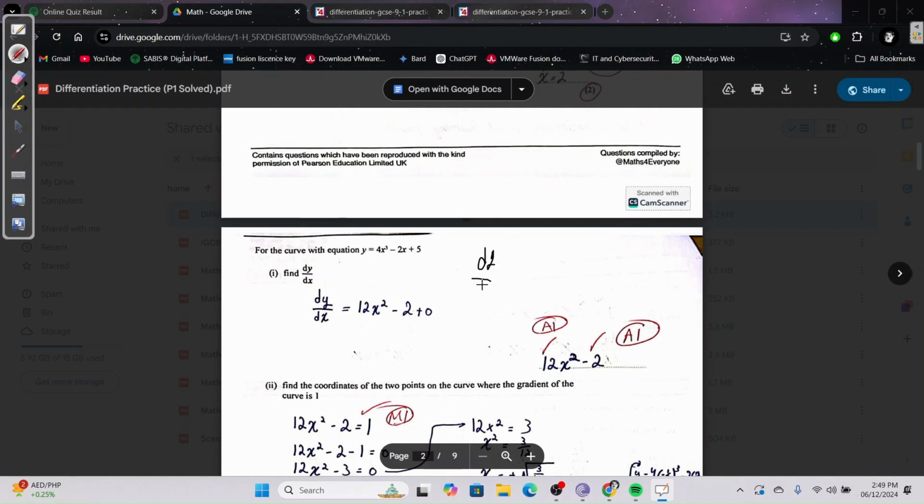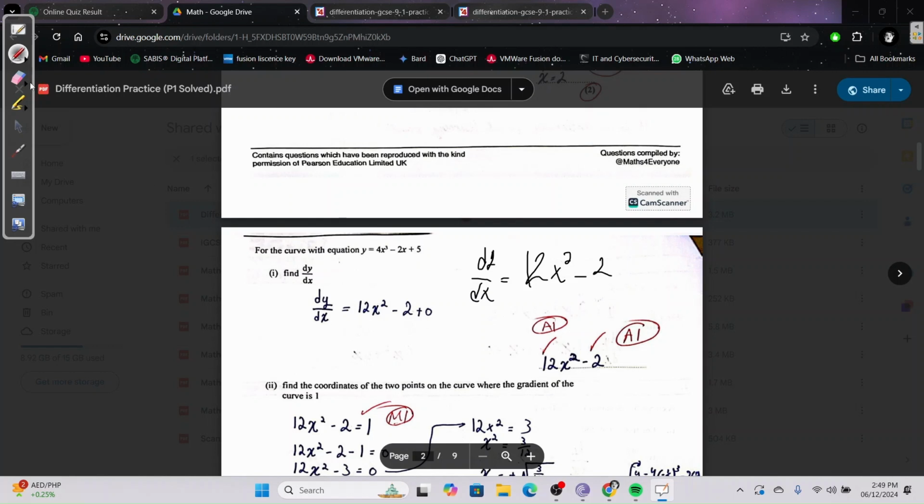dy by dx equals... You derive now. 3 times 4, 12. 3 minus 1, 2. So 12x squared, minus 2 times 1 is 2. And then the constant is always 0. So it's just going to be this. Okay.